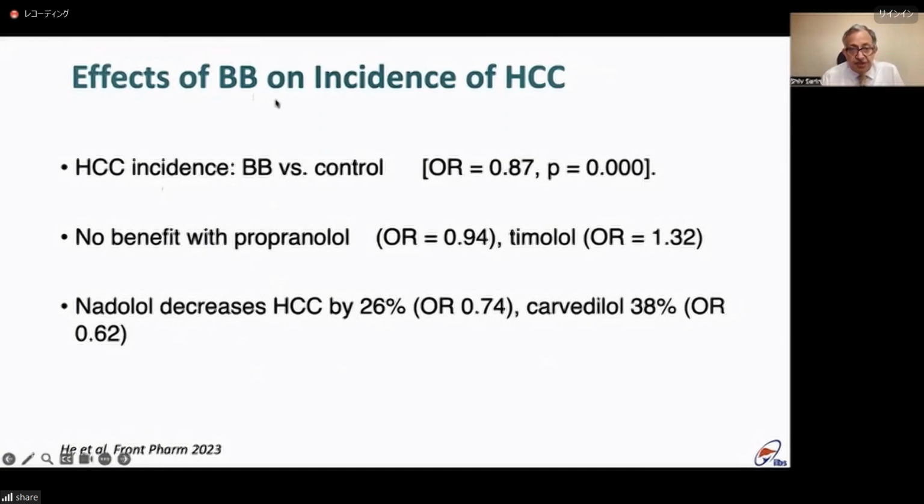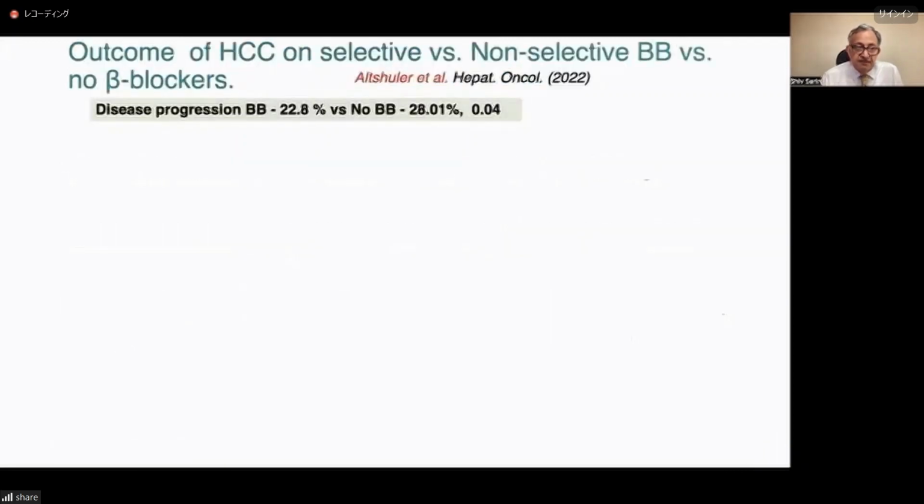There is an effect of beta blocker on incidence of HCC. As I told you, patients who have got beta blockers versus no beta blockers, incidence in all types of cirrhosis is 13% reduced. Propranolol has very limited benefit, or timolol. The best drug is nadolol, or even better is carvedilol. So a patient with cirrhosis who has not developed HCC, give carvedilol to prevent development of HCC.